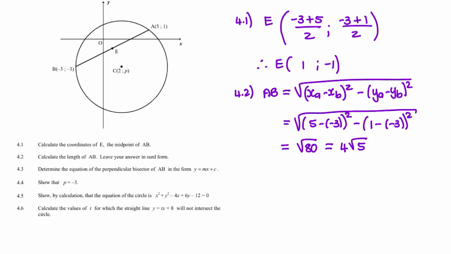Notice that the x of B is a negative value, so 5 minus -3 would actually become 5 plus 3, which is 8. And the y of B is also negative, so inside of this bracket I have 1 minus -3, which is simply 4. So just be mindful of that substitution.